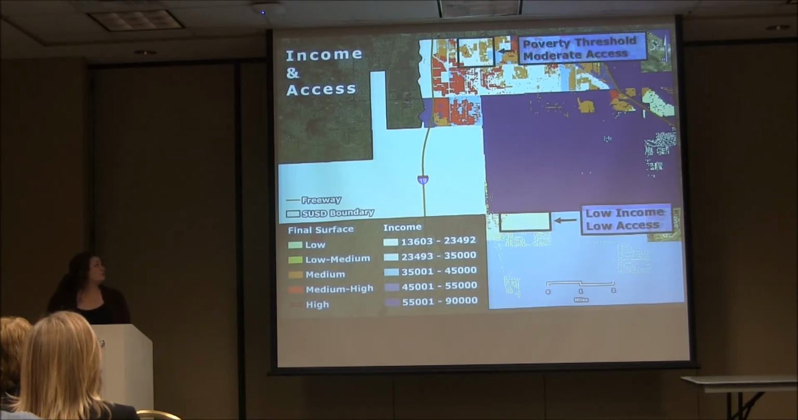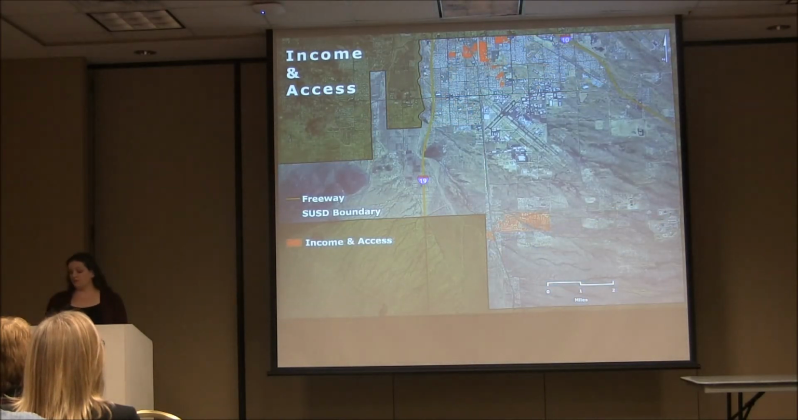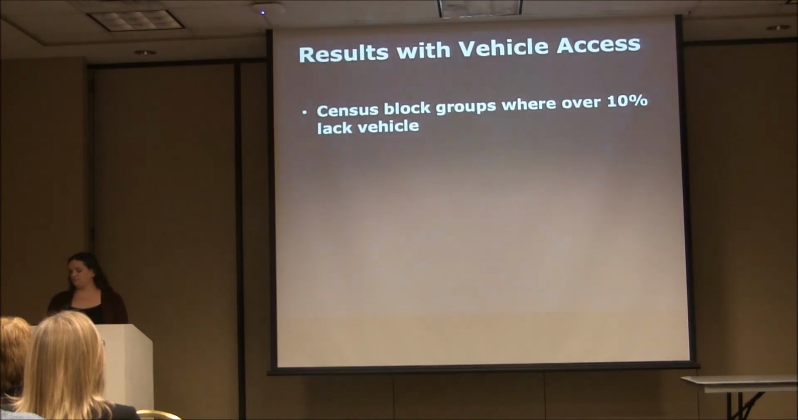A couple areas on the map stood out to me pretty quickly. There's an area in the north where they're within a poverty threshold, and they only have moderate access. And then the area in the south has low income and low access. So these are areas that could be of concern because they might not have the ability to access healthy food resources. So I pulled out those areas, and this was the result.